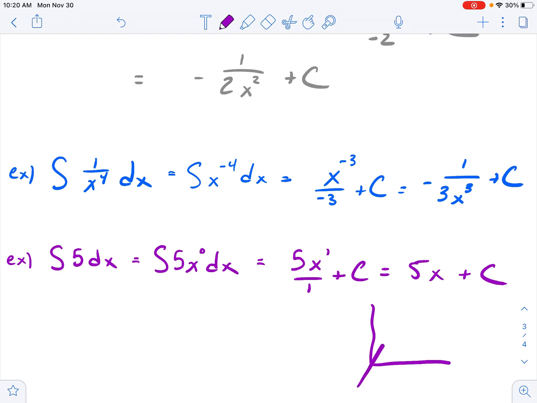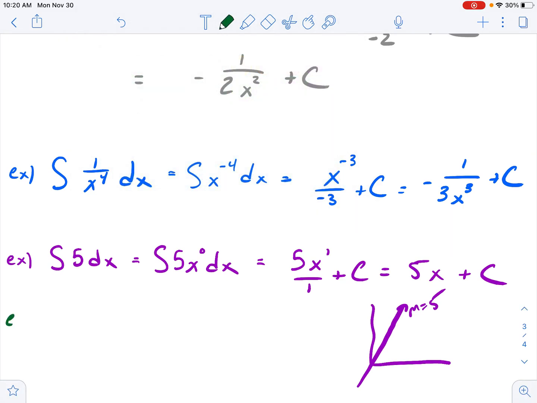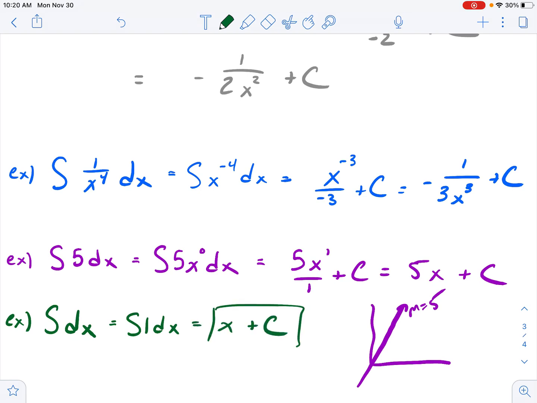And think about that. If we look at the graph of y equals 5x, that's a line with a slope of 5. And yeah, the derivative is just 5. Okay, so 5 is the slope of the 5x function. So you can integrate constants. You're basically just tacking on an x. So for example, what if you just saw the integral of dx? Well, how many dx's are in there? That's 1 dx. So this would just be 1x plus c.